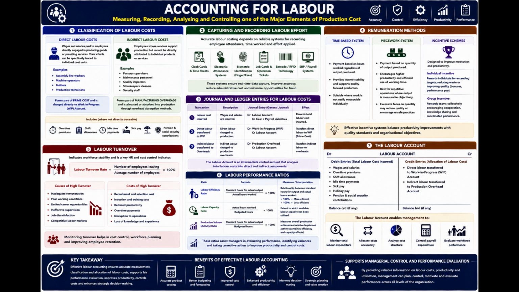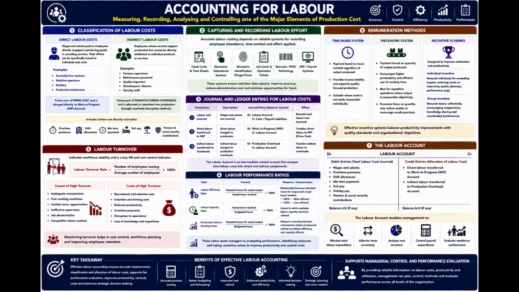In contrast, indirect labor consists of employees whose services support production, but cannot be directly attributed to individual products or services. Examples include factory supervisors, maintenance personnel, quality inspectors, storekeepers, cleaners, and security staff. Indirect labor forms part of manufacturing overheads and is allocated or apportioned to production through overhead absorption methods. In addition to basic wages, indirect labor costs may include overtime premiums, shift allowances, idle time, sick pay, holiday pay, pension contributions, and employer social security costs, where these cannot be directly assigned to production output.